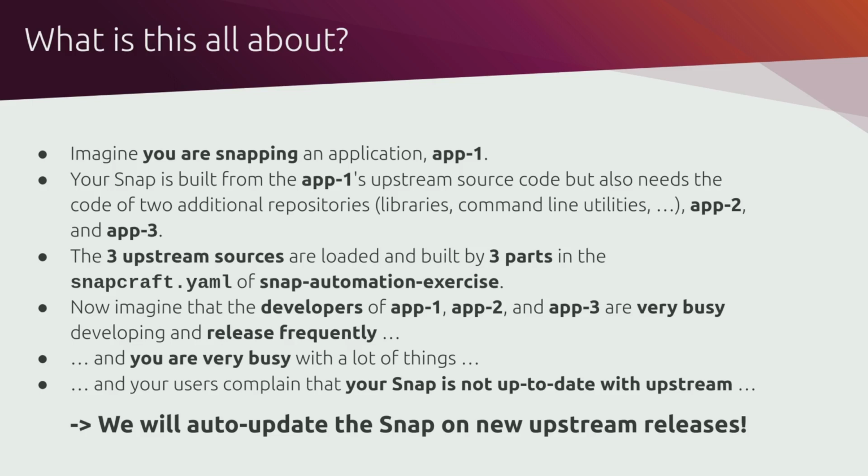And so our example is that our snap is principally a snap where we snap the application named app1. And this app1, to work properly, needs 2 other dependencies, libraries or so. In our example, we call these dependencies app2 and app3. The version number of your snap is always the version number of app1. It simply grabs the version number from the upstream source.